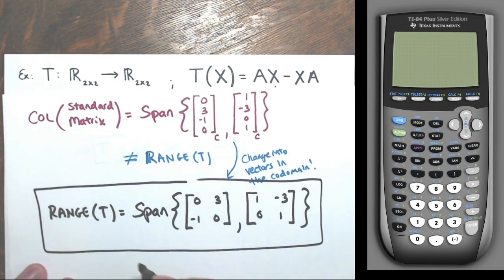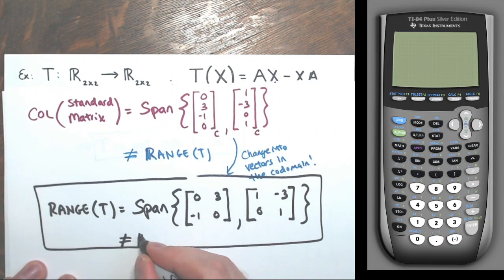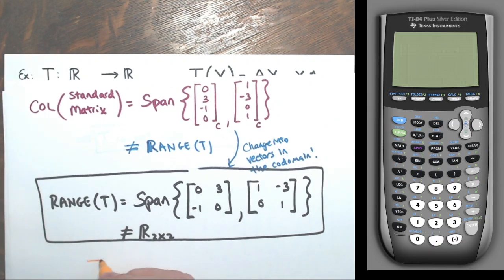And again, clearly this is not R2 by 2. Remember, the dimension of R2 by 2 was 4. So any basis for R2 by 2 should have 4 vectors in it, 4 matrices. The basis for the range only has 2. The dimension of the range is only 2, or the rank is only 2. So since the range is not the entire codomain, T is not onto.